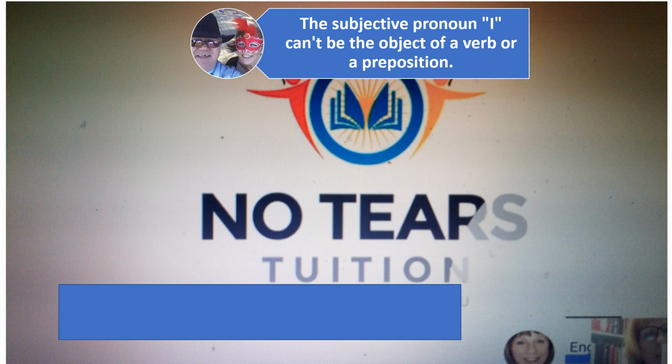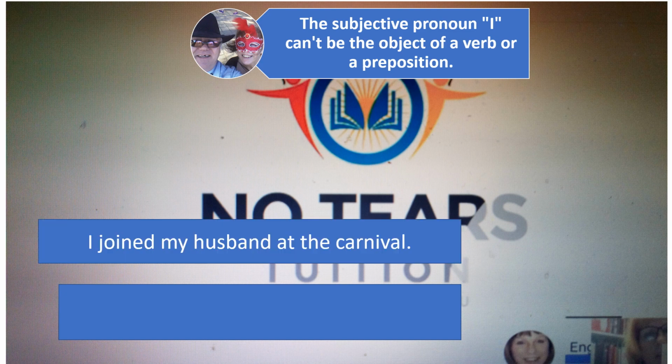So the subjective pronoun I can't be the object of a verb or a preposition. So if you turn that sentence around, it means that I has to be the subject of the verb. So: I joined my husband at the carnival, and if you look at that photograph there, we put on masks and hats to join in. So when we look at I, it is in front of the verb joined, and then I talk about my husband. So that sentence is accurate.